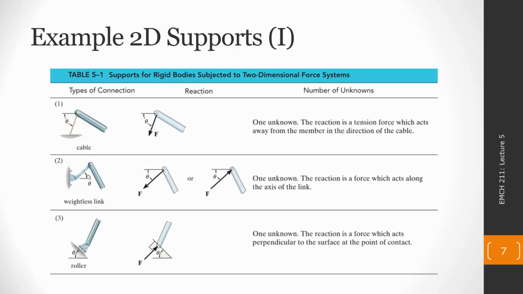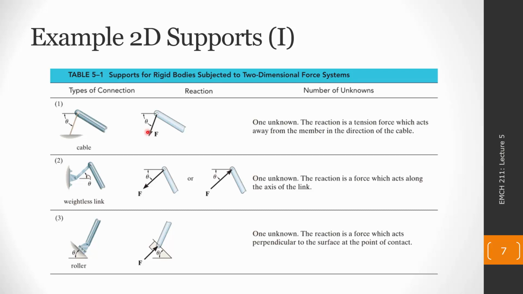There's only so many combinations of translations or rotations that can be prevented in 2 dimensions. So here's some common ones that we're going to encounter. First, we have a cable connection, and it's going to be modeled just like we had it for particle equilibrium, where it's a force in the direction of the cable that is going to be assumed in tension.